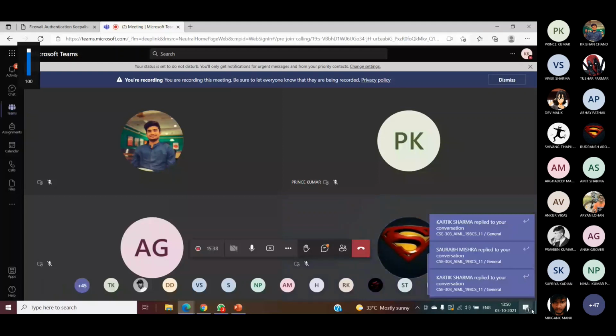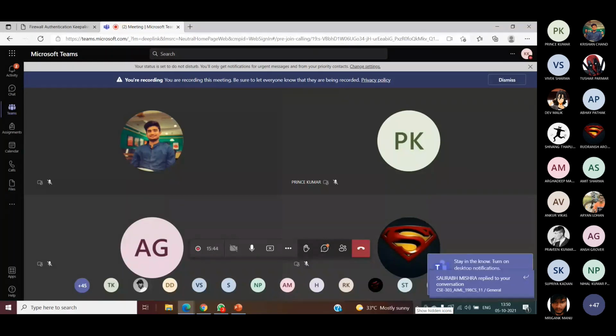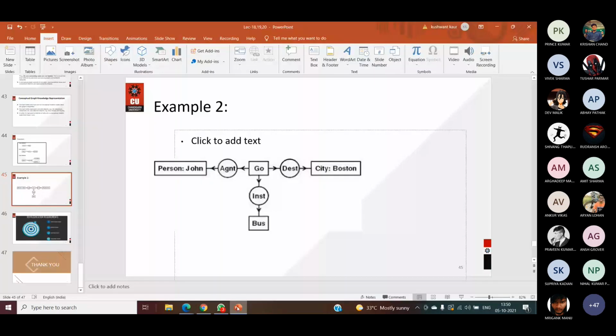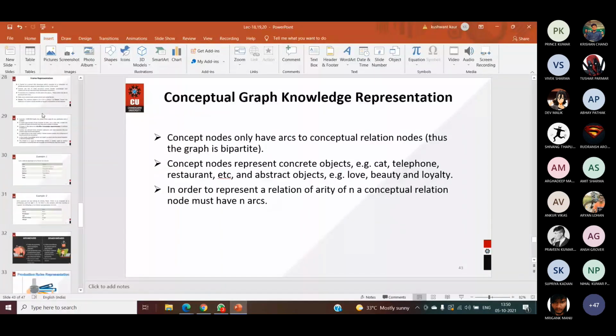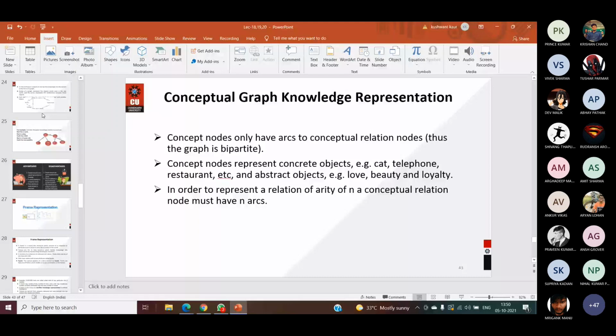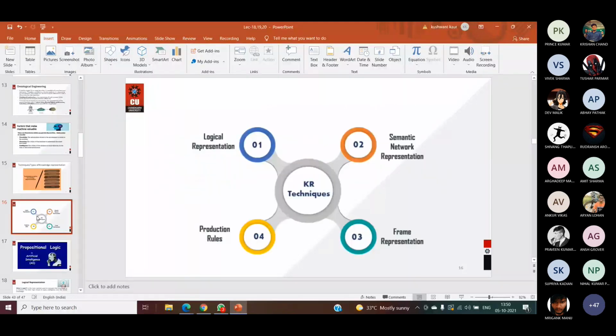Thank you. So in yesterday's lecture, we started a discussion on various types of knowledge representation techniques. In today's session, we will be covering the next technique. Yesterday we discussed three techniques. One was logical representation. Then we discussed semantic network representation. After that, we discussed frame representation.